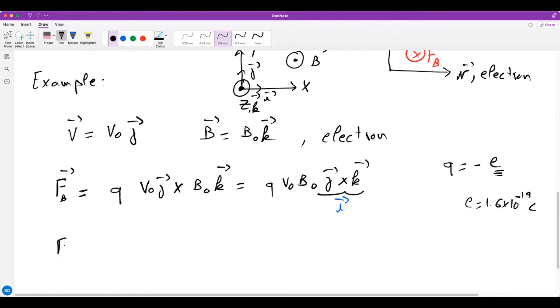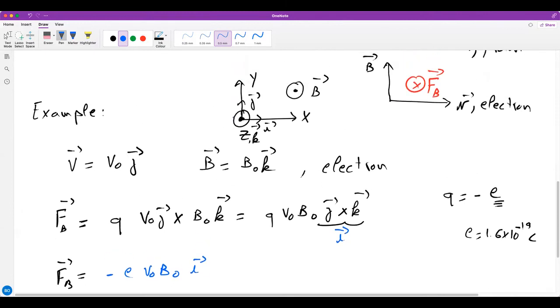So then the magnetic force created on the electron will be minus e V0 B0 i. Okay, so the magnetic force will be going to the right. So this is the magnetic force created on this electron.